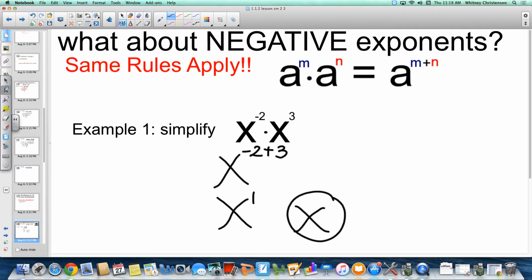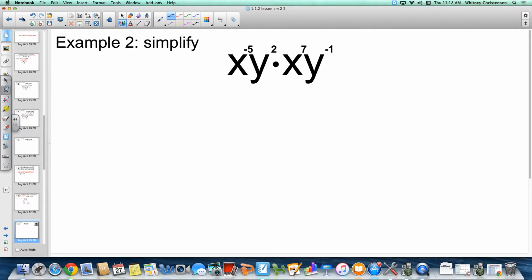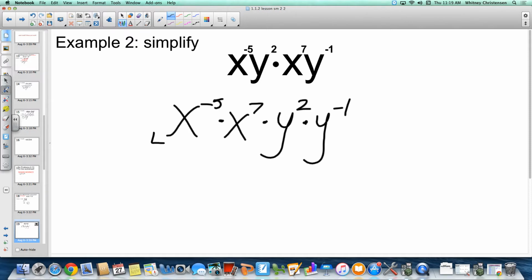Okay, let's go a little bit harder. x to the negative 5th, y squared, times x to the 7th, times y to the negative 1. Okay, we do have negative exponents, but the rules don't change. If you multiply the same base, you add the exponents. So I'm going to reorder this in a different order because we know we can. We have x to the negative 5th times x to the 7th times y to the 2nd times y to the negative 1. I just reordered it. Now the rules don't change. If you multiply the same base, you add the exponents. So we're going to get x to the 2nd, and then we're going to get y to the 1st.